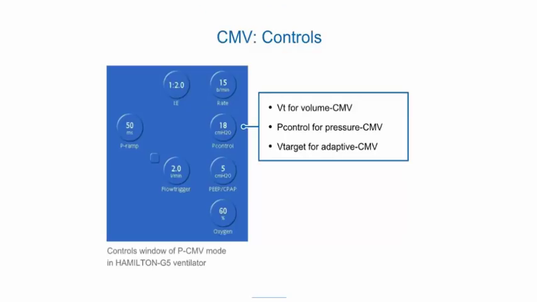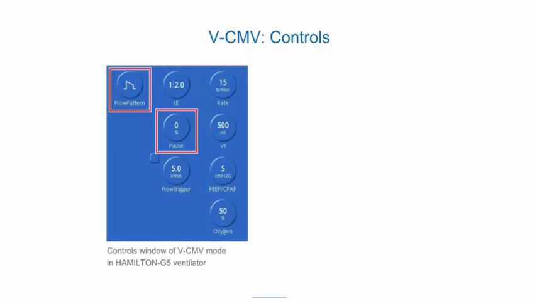Typically CMV modes have the following controls: rate, TI or I to E ratio, patient trigger type and sensitivity, tidal volume for volume CMV, pressure control for pressure CMV or target volume for adaptive CMV, pressure ramp or rise time for pressure CMV and adaptive CMV, PEEP, FiO2. Volume CMV mode may have two additional controls: flow pattern, inspiratory pause.